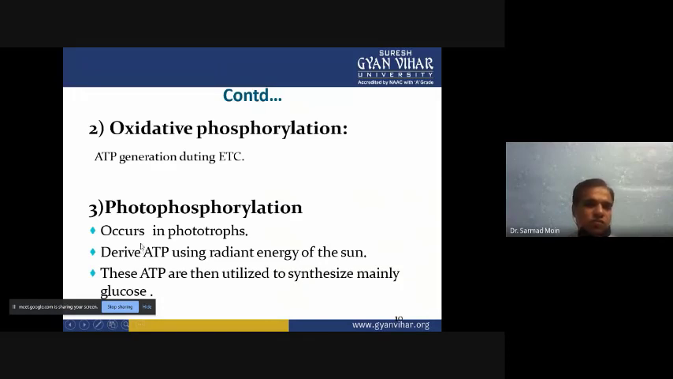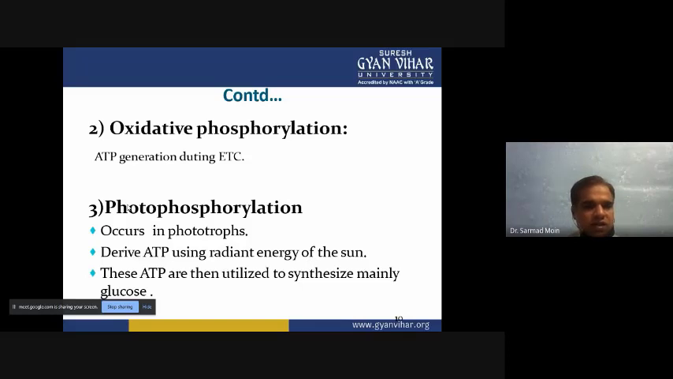Now, oxidative phosphorylation also happens in the microbial cytoplasm, and through this oxidative phosphorylation, ATP generation happens during the electron transport chain. We will discuss the electron transport chain in a later slide.